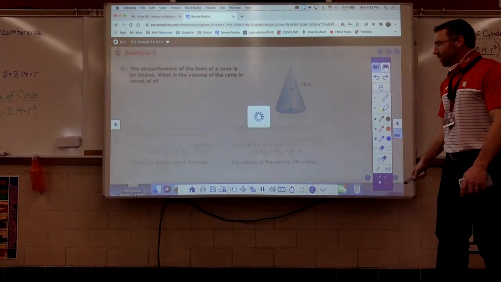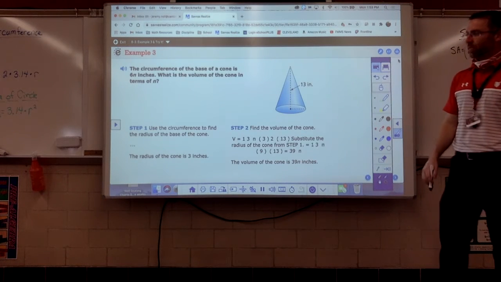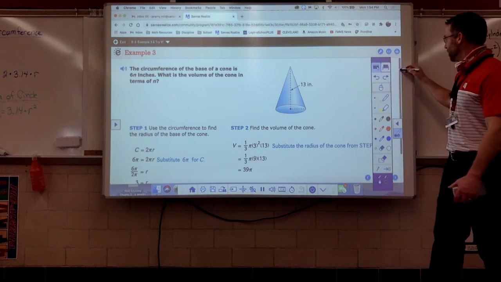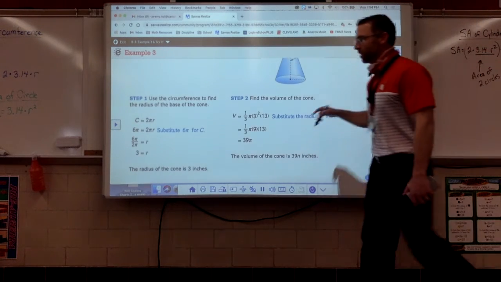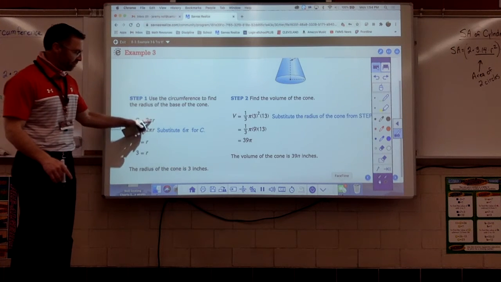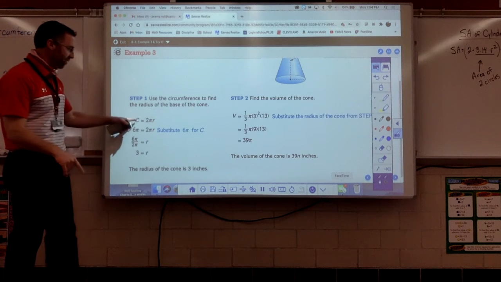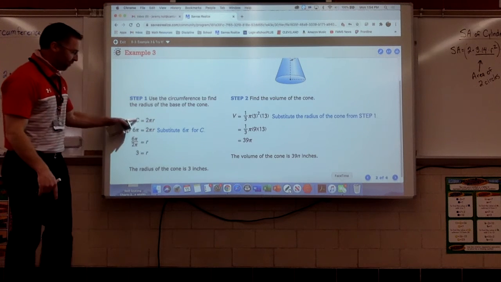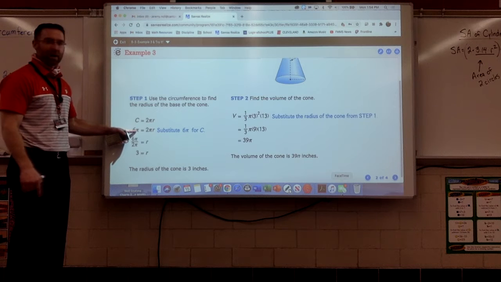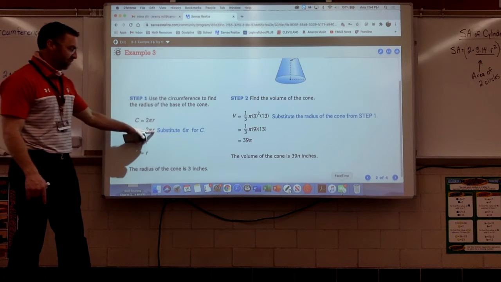Well, let's see. Okay, step number 1. It says use the circumference to find the radius of the base. We've been using this formula for quite some time now. The circumference is equal to 2 times pi times the radius. That's how you calculate the distance around the circle. What did they substitute in there for the circumference? 6 times pi. Equal to 2 times pi times the radius.